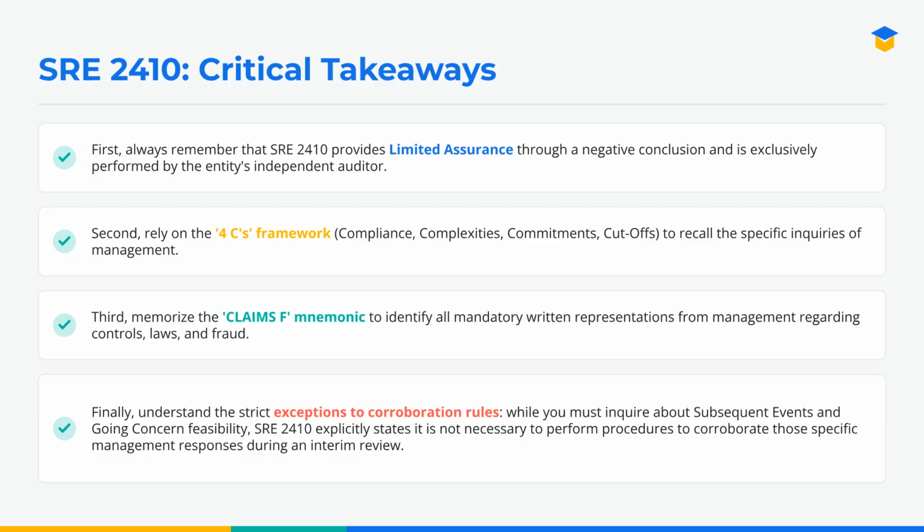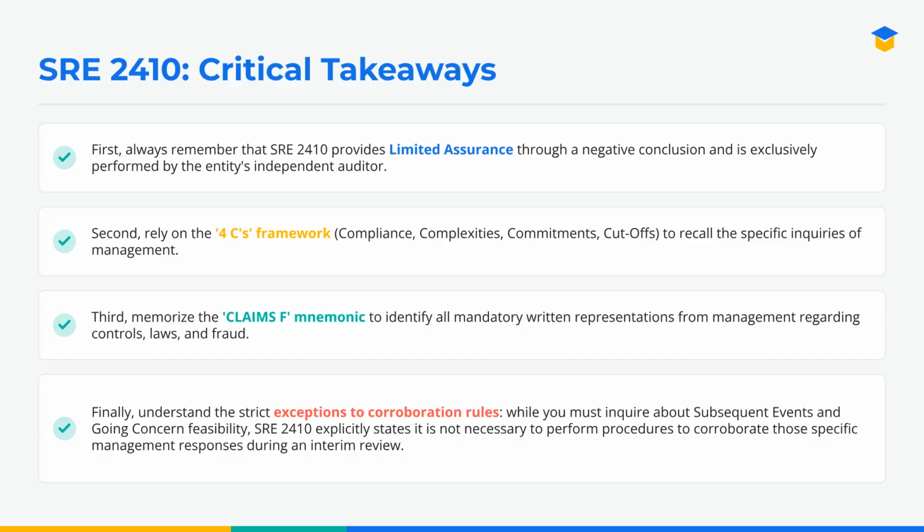Finally, let's wrap up with our critical takeaways on slide 13. First, always remember that SRE 2410 provides limited assurance through a negative conclusion and is exclusively performed by the entity's independent auditor. Second, rely on the 4 C's framework to recall specific management inquiries. Third, memorize Claims F to identify all mandatory written representations.